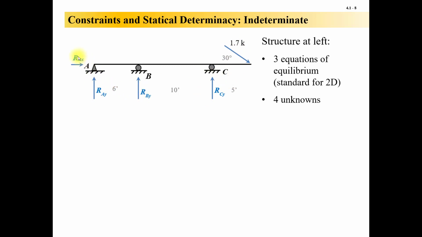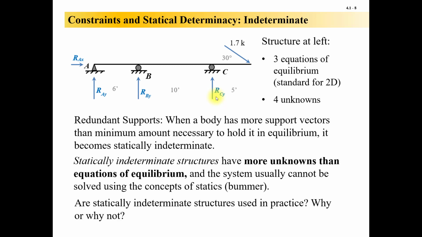The pin support has 2 unknowns, right? It has an X and a Y component. This roller only has a reaction perpendicular to the ground surface, so a vertical and then a vertical here. So we have 3 equations of equilibrium, standard for 2D: sum of forces in the X, sum of forces in the Y, and sum of moments about the Z about a point. So we could sum moments about A, or sum moments about B or C or whatever. But we really only have 3 equations of equilibrium, and there are 4 unknowns. I don't know what you know from math, but you cannot solve a system that has too many unknowns for the equations of equilibrium.